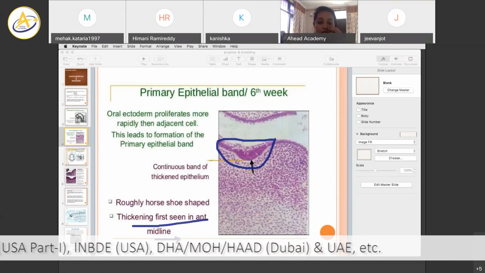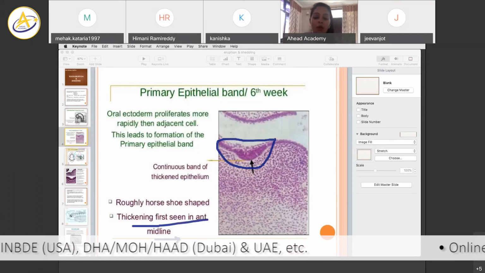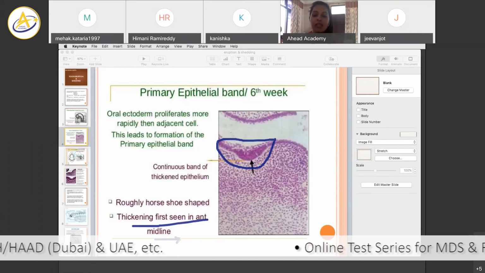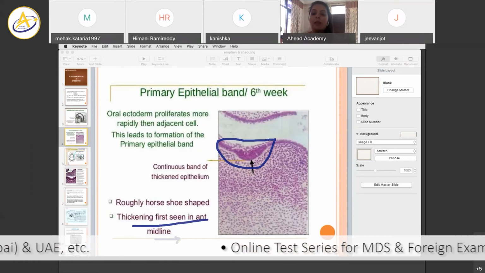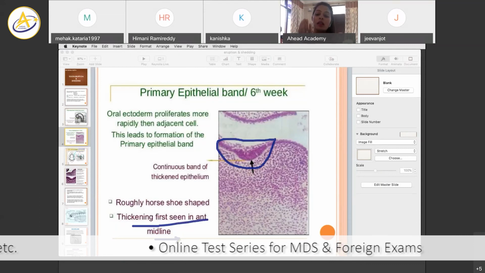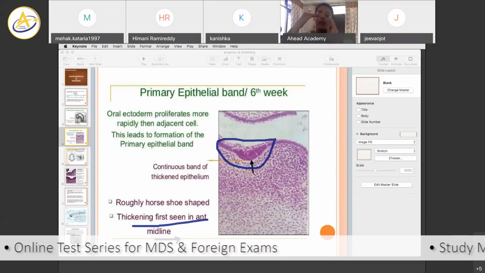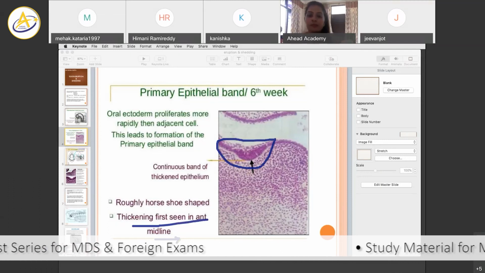Initially, when the mandible and maxilla are forming inside the embryo, they are placed just anteroposteriorly. It is later, when the palatal cells start developing, that the mandible starts moving down. So initially they are placed like this, and then the mandible starts moving down.